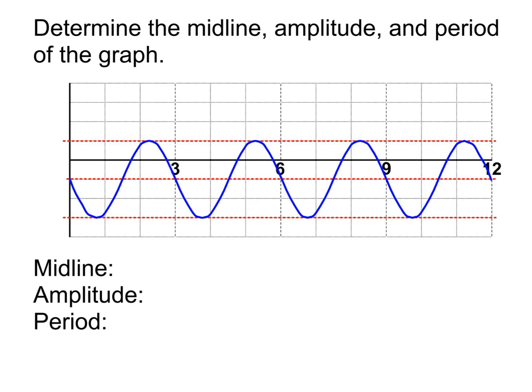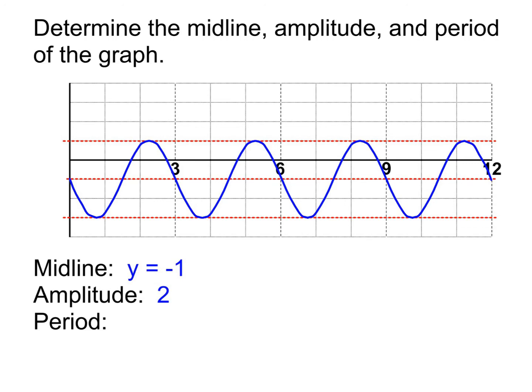Notice our midline then, it is at y equals -1. My amplitude, that's the distance from the midline to the top or the bottom, that is 2. And now that I can see those two, now I can figure out what the period is.